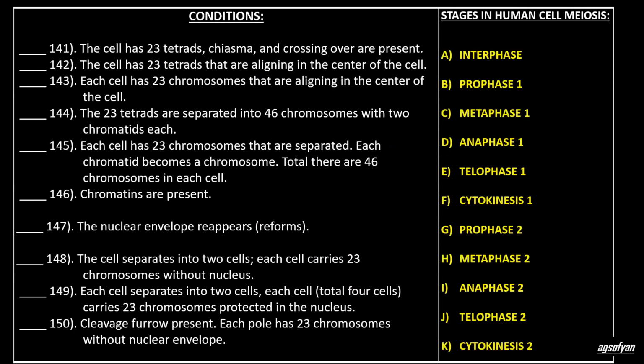Okay, now the matching. So you have questions on the left and answers on the right side. 141, the cell has 23 tetrads. Chiasma and crossing over are present. Look at the crossing over here. It is only happening during prophase 1. So that one, prophase 1. The cell has 23 tetrads and they are aligning in the center of the cell. So this one will be metaphase 1.